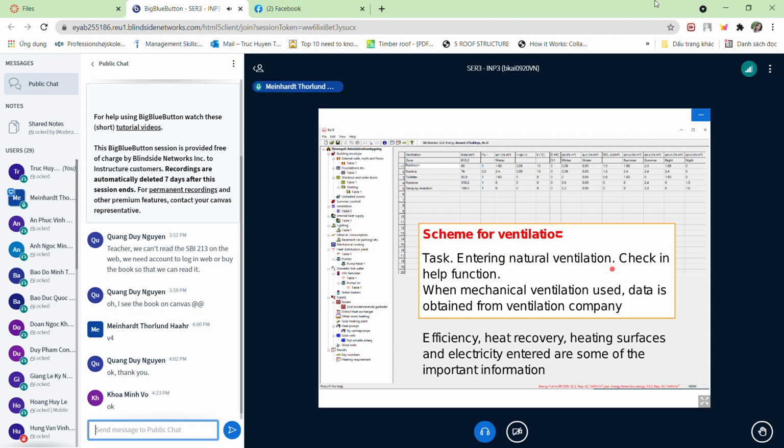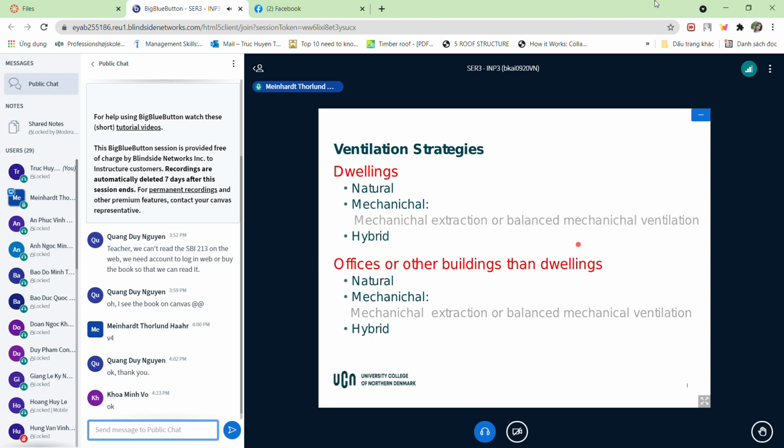So basically, if we have natural ventilation, check out the help function, basically F1, or the SBI instruction 230. When doing mechanical ventilation, we can often get help, or we get the data from the companies. Efficiency, heat recovery, heating surface and electricity are some of the most important information to enter, and I'll show you how to do that.